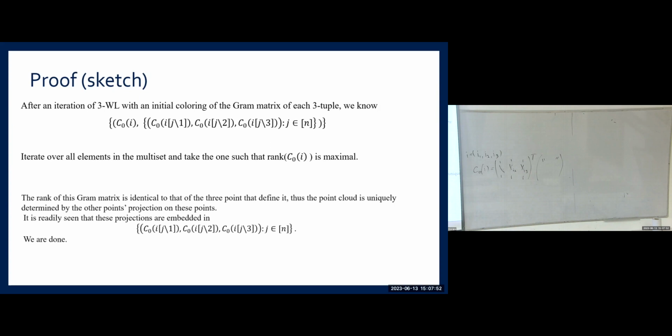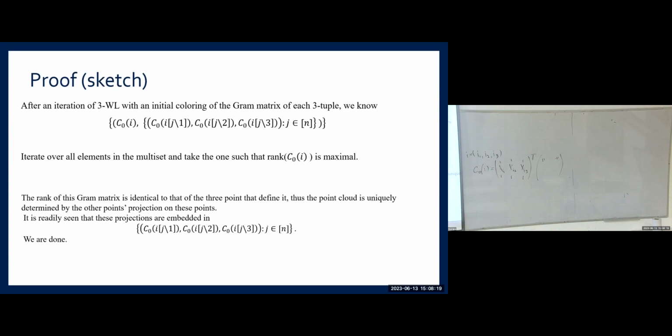Right, and from algebra, we know the rank of this Gram matrix is identical to that of the 3 points that define what I wrote over there. So the rank of this coloring is identical to the rank of this matrix. It's very easy to show this fact.